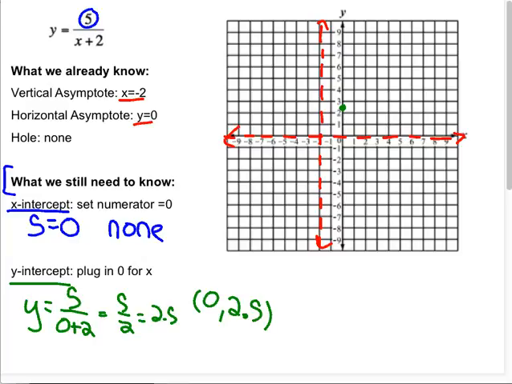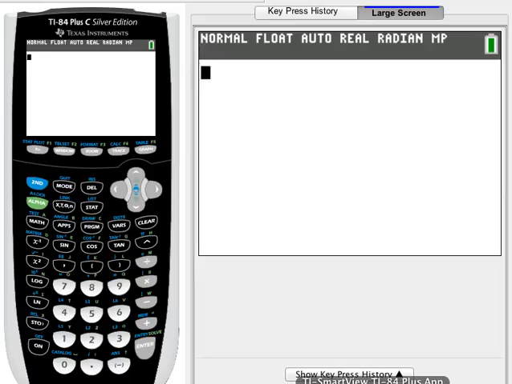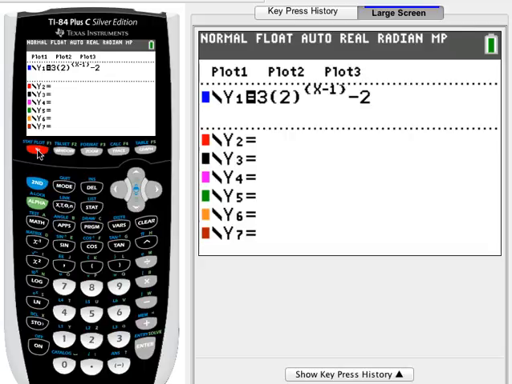Once you label those 2 points, what I'm going to allow you to do is go to your calculator and type this in. After you find the points, the asymptotes, and those special points, I want you to plug this into the y equals. Actually plug in 5 divided by x plus 2. Note I'm putting parentheses around the denominator, so it knows I'm dividing the whole thing.